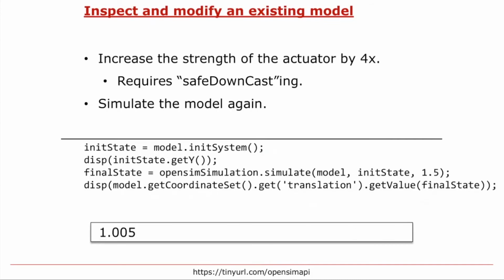To see the effect of doubling the mass and quadrupling the actuator strength, we can conduct a new forward simulation. Here, I printed the final position of the point mass with this new modified model. As we expect, the point mass travels 1 meter, which is twice as far as before.